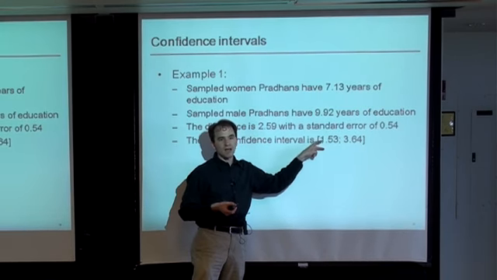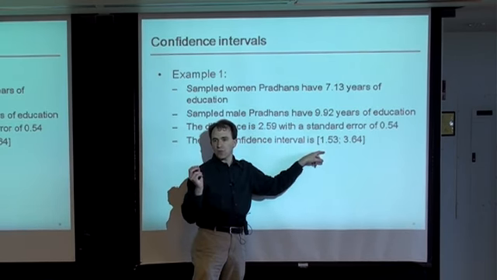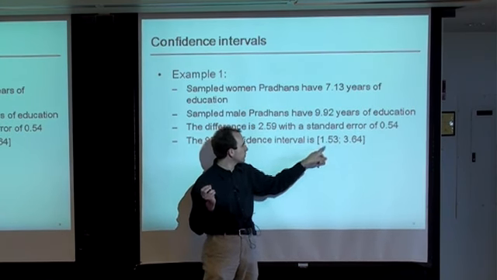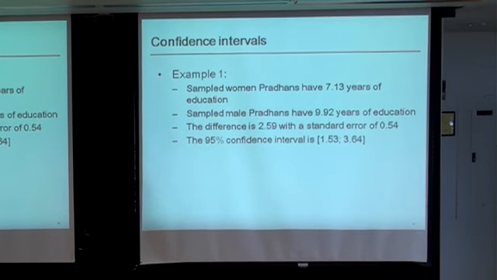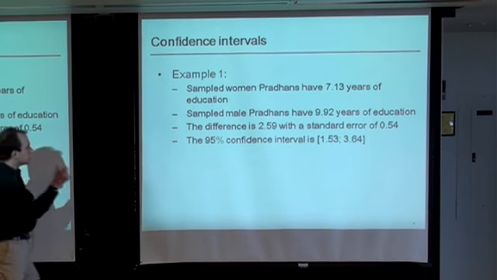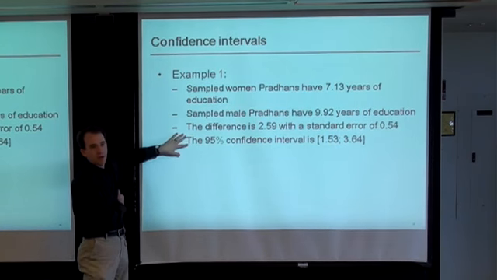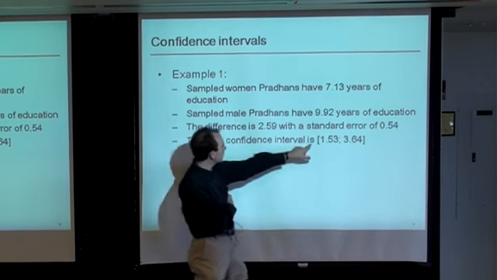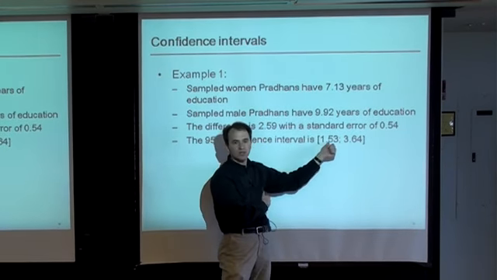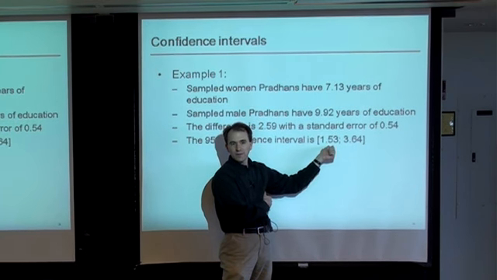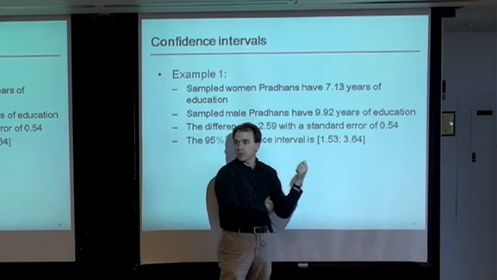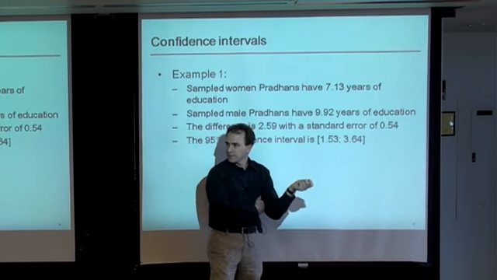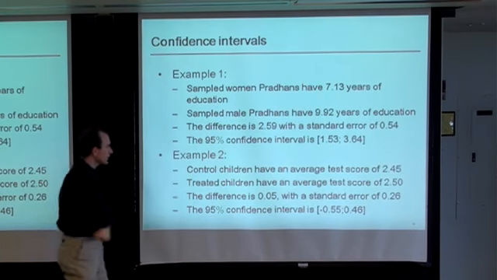Okay? So this means that with 95% probability, the true difference in education rates between men and women is between 1.53 and 3.64. So if you were interested in testing the hypothesis that in fact men and women are the same in education, right? You could say that I can reject that hypothesis. With 95% probability, the true difference is between 1.53 and 3.64. So 0 is not in this confidence interval, right? So we can reject the hypothesis that there's no difference between these two groups. Does that make sense?